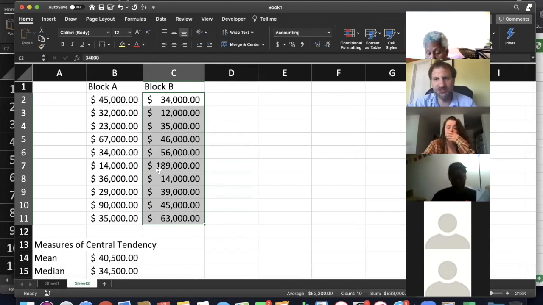I see Emily shaking her head. It's not an easy question. It's a lot of numbers, right? I mean, 10 is not a lot of numbers, but at the same time, it is a lot of numbers, right? How could you possibly just look at this and say, oh, I know which one has a bigger mean?